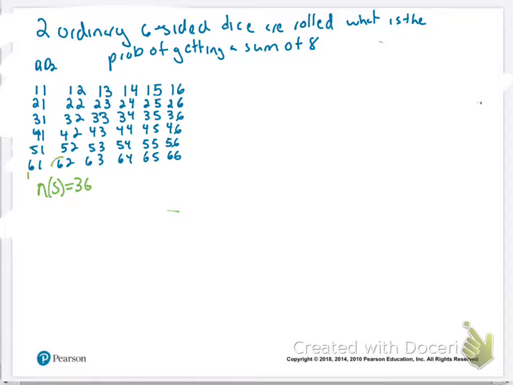And then we want to know a sum of 8. So 6 plus 2 is 8, 5 plus 3 is 8, 4 plus 4 is 8, 3 plus 5 is 8, and 2 plus 6 is 8. So those are my only ones in my event space. So n of e, we have 1, 2, 3, 4, 5, which is 5. So the probability of this event is going to be 5 over 36.